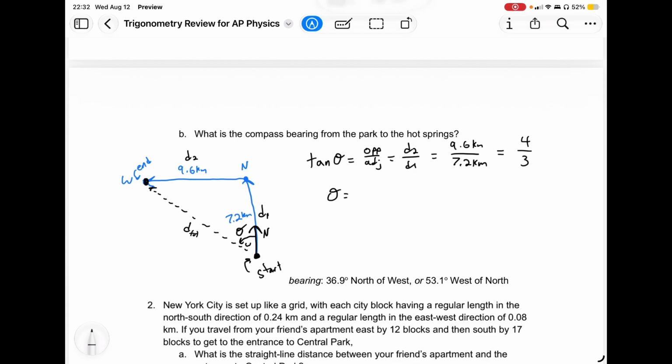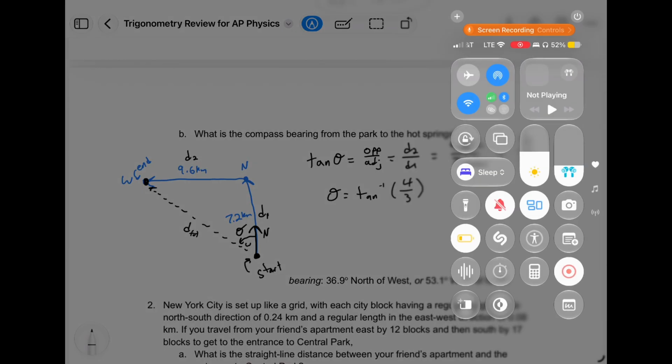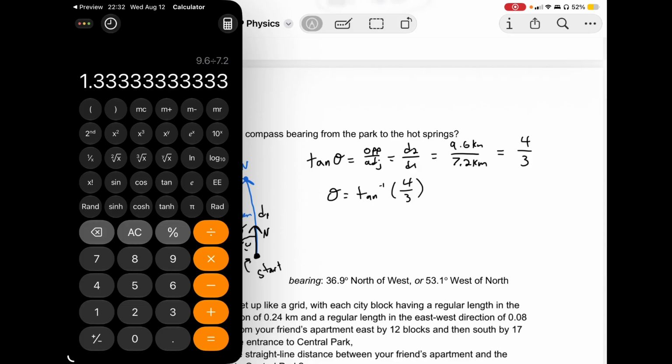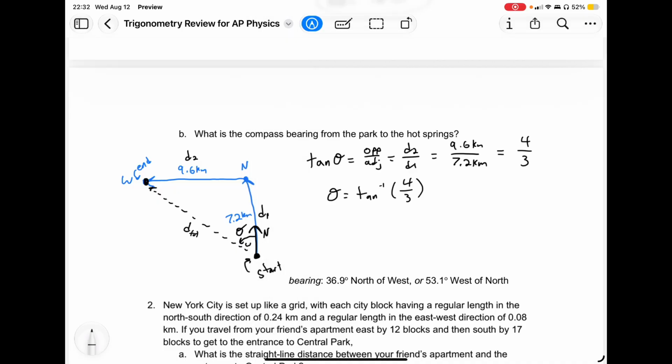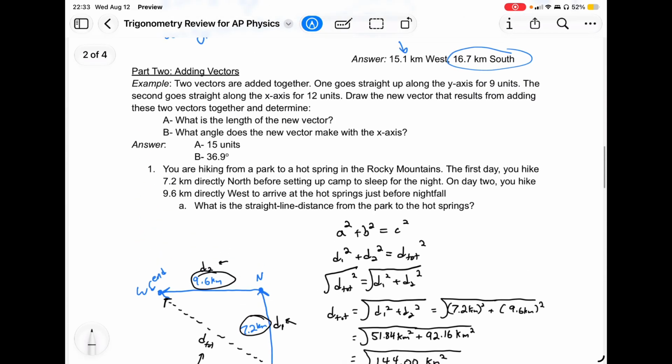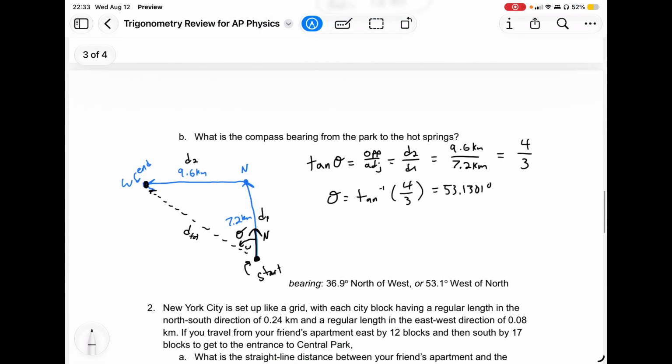And then theta equals the inverse tangent of that 1.33333, or 4 over 3. Those are the same number, fraction versus decimal form. And if we take the inverse tangent of that, then we end up with 53.1301 degrees.